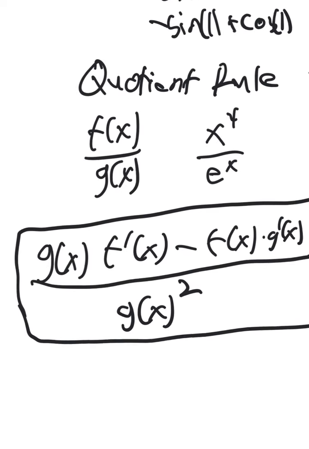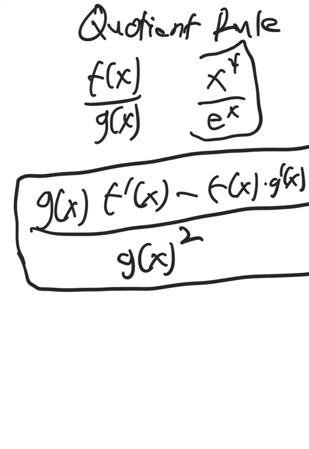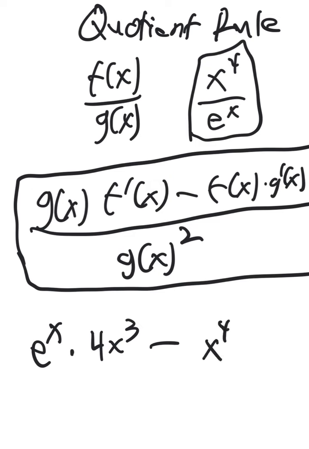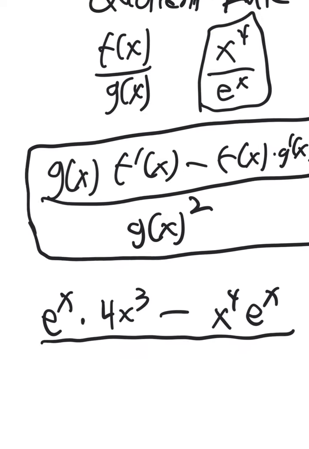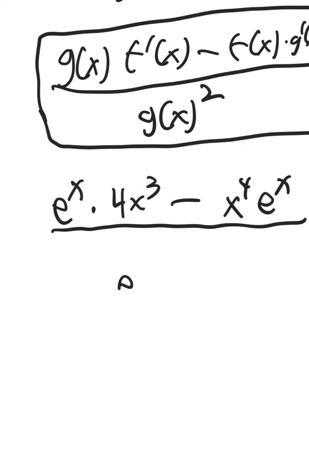And now if we apply it to our particular case of x to the fourth over e to the x, we do low is e to the x times d high, derivative of x to the fourth, is 4x cubed, minus high d low, so x to the fourth times the derivative of e to the x is e to the x, over low low, so e to the x times e to the x.